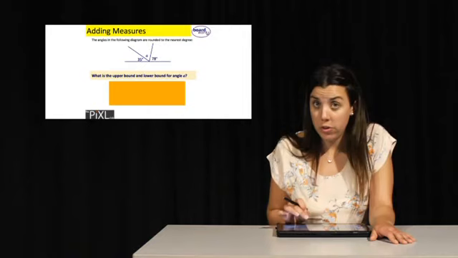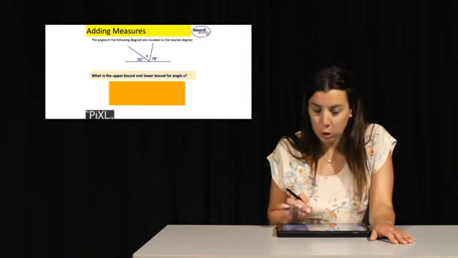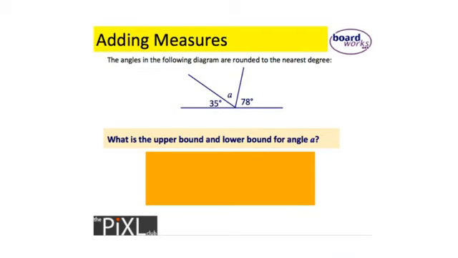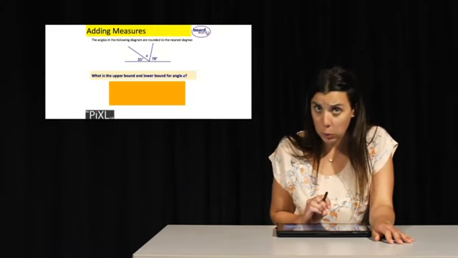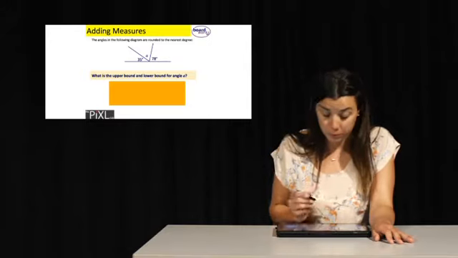Let's look at another question that involves adding, but within a different context. The angles in the following diagram are rounded to the nearest degree, so that's the nearest whole number, the integer. We have a straight line and we have 3 angles, 35, A, that's an unknown angle, and 78. The question is, what is the upper bound and lower bound for angle A? I'm going to give you 2 minutes to have a go and then we'll go through the question together. Off you go.